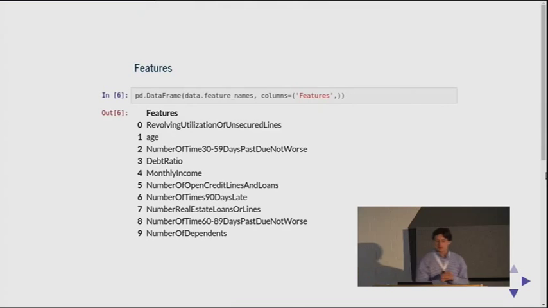The features that this data has: you have the age, and you have the monthly income, which actually reflects that this data set is not from the US, because in the US you cannot use that feature. Then you have historical information about the customer, such as the utilization of the credit cards. Then you have how many times in the past he has been in financial distress, and some information about that.